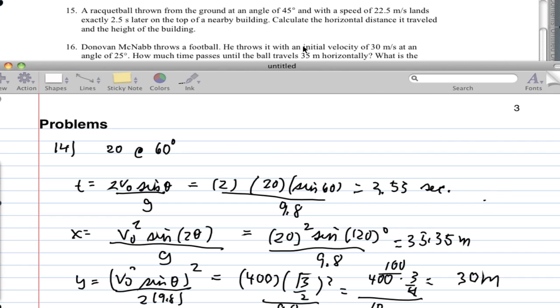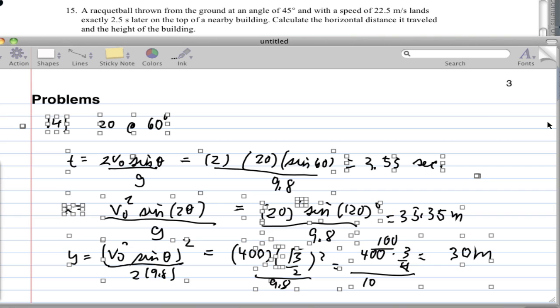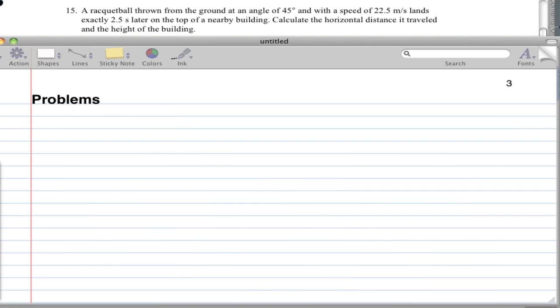Wow, now this one is actually really good. So let's see where we're at with number 15. So just highlight this and delete it, and I'll move on to number 15.